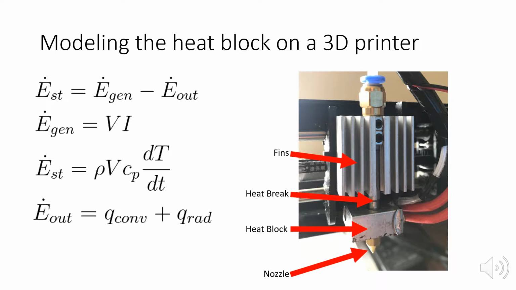I modeled the heat block using an energy balance, E dot stored equals E dot gen minus E dot out. E dot gen is simply voltage times current. E dot stored is density times volume times specific heat times the temperature difference over time. E dot out is a combination of convection and radiation.